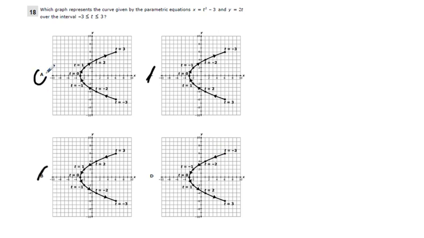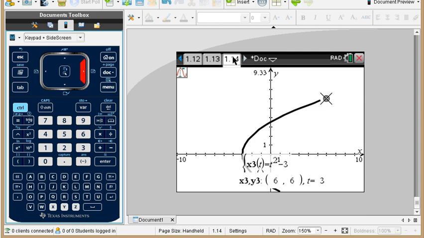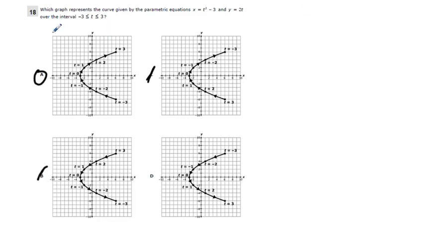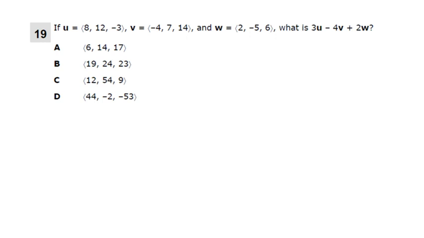Next, if U equals the vector 8, comma 12, comma -3, V equals vector -4, comma 7, comma 14, W equals vector 2, comma -5, comma 6, what is 3U minus 4V plus 2W? Now we're fortunate, if we look at our answer choices, none of them is the same, which means that just by analyzing the first term here, which I'm starring, the 8, the -4, and the 2, we should be able to figure out everything we need.